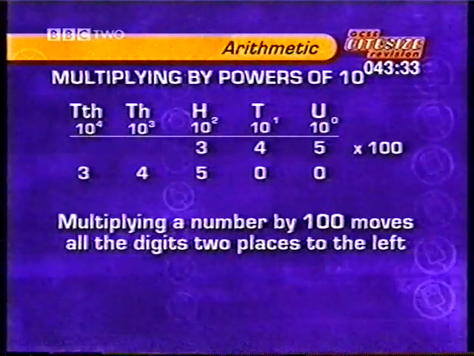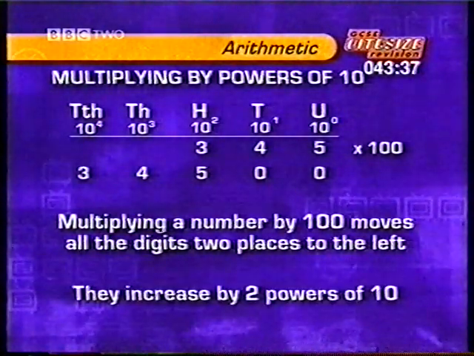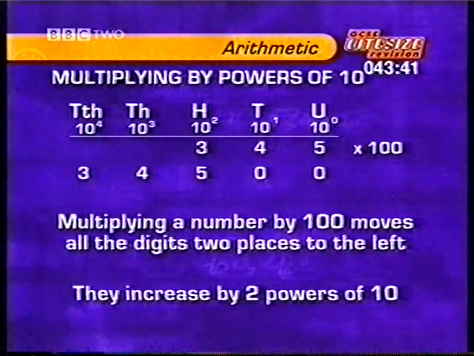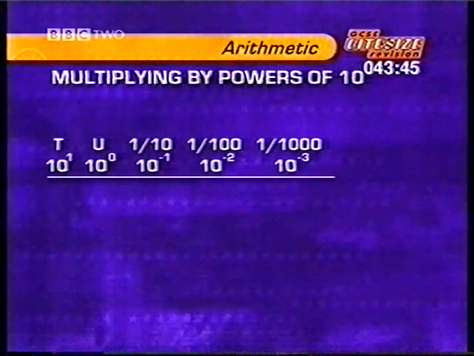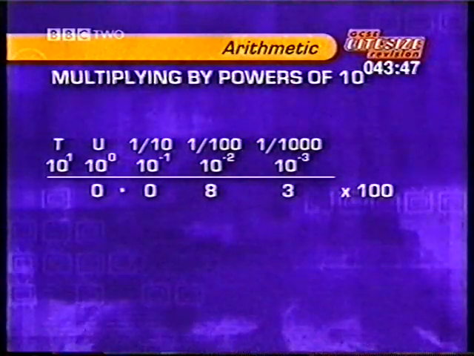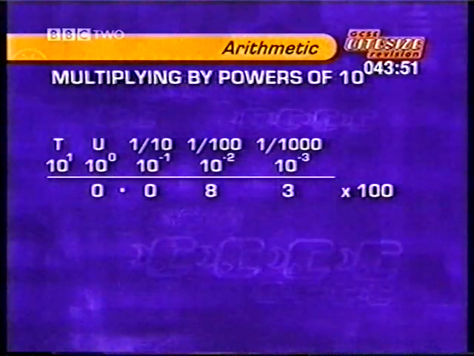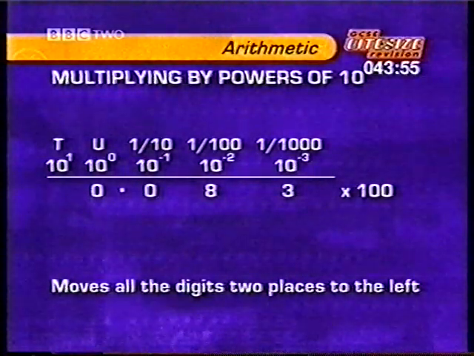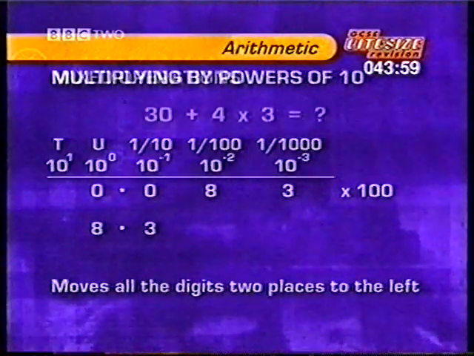Multiplying a number by 100 moves all the digits 2 places to the left. They all increase by 2 powers of 10, and so on for 1000, etc. This also works for decimal fractions. What is 0.083 multiplied by 100? This is the same as multiplying by 10 to the power 2, so moving all the digits 2 places to the left suggests the answer is 8.3.